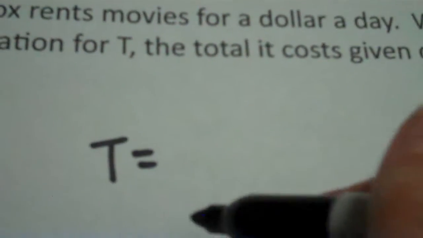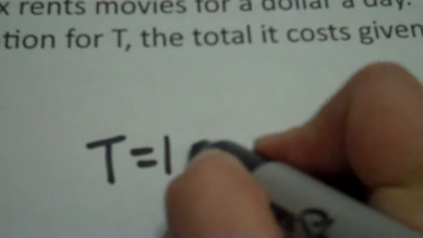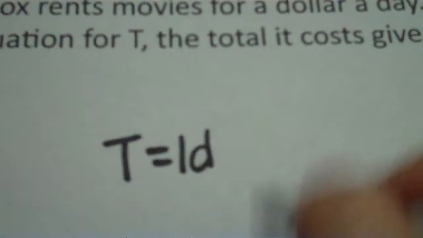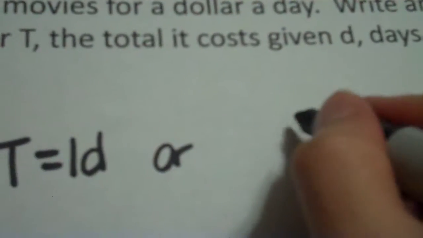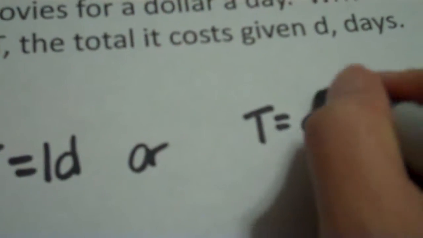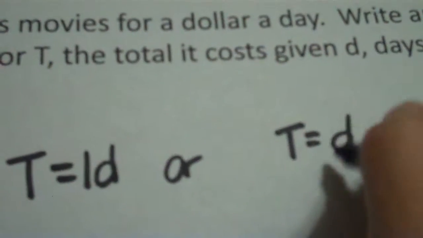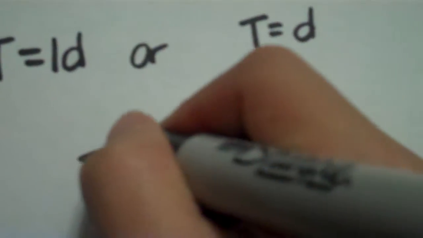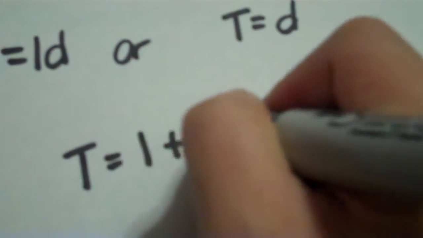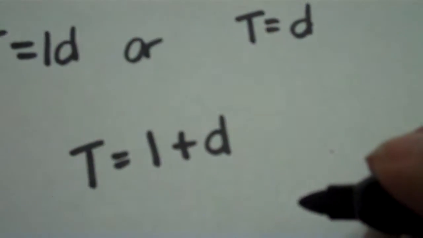Just go with that. So how you write that is 1D, side by side. Or if you wanted to, it might be just T equals D. Because if there is no number, the number is 1. For some reason, what a lot of y'all like to do is do this. Like you want to add it.